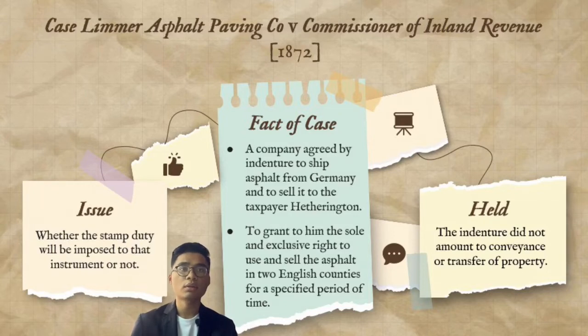Thus, it was held that as regards that covenant conferring the sole right to use the asphalt, the indenture or the document did not amount to a conveyance or transfer of property. Hence, according to Judge Martin B., it is important to know the real and true meaning of the instrument in order to determine whether the stamp duty will be chargeable upon that instrument, and if yes, to what amount the stamp duty payable will be.